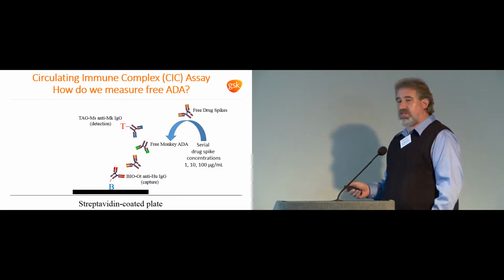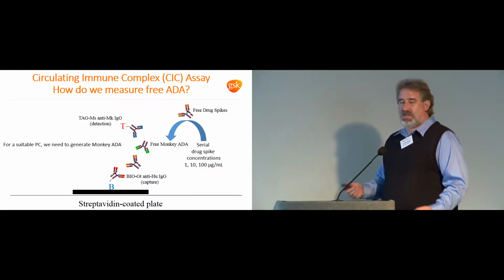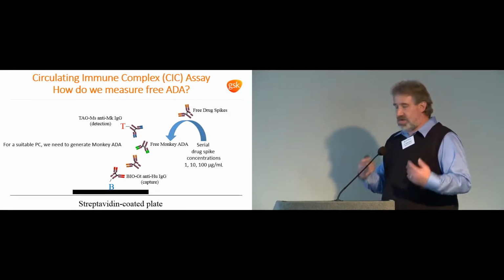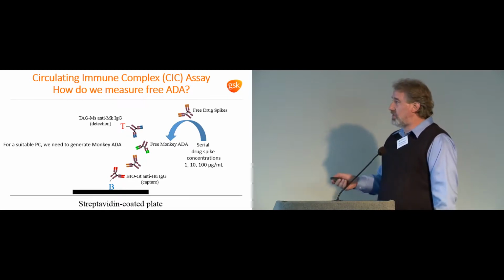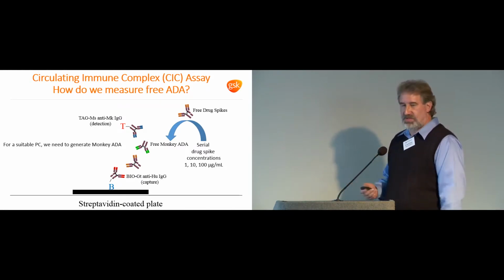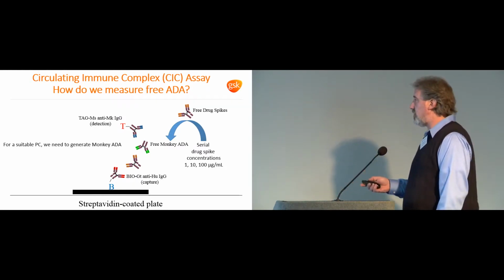For a suitable PC, a positive control, we would need to have monkey ADA readily available. That's one of the reagents that's not commercially available. We just don't have a monkey anti-human IgG that we can purchase. So this would need to be generated. And in order to do that, it would require immunizing monkeys and then pooling together the serum, and then we would have to have our own PC.